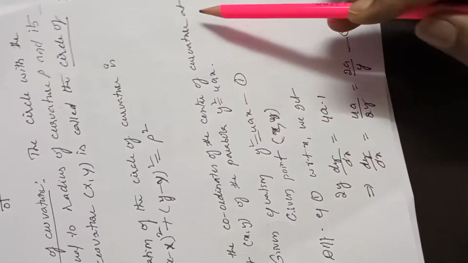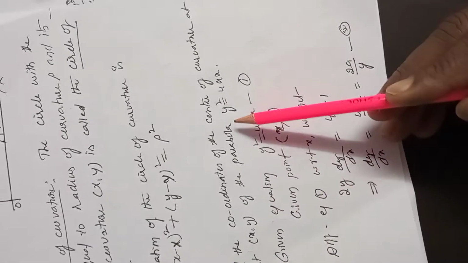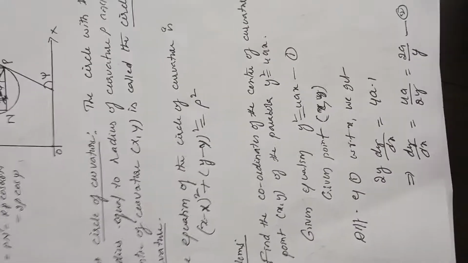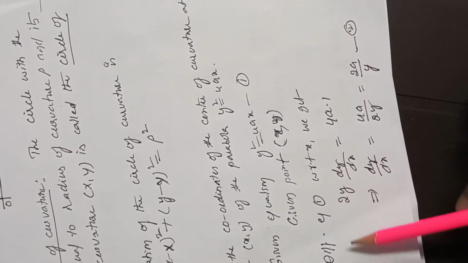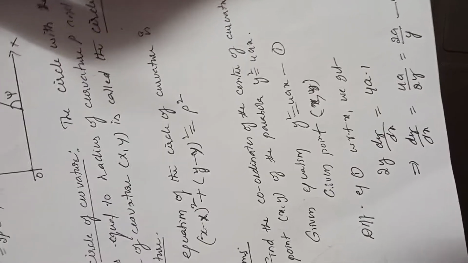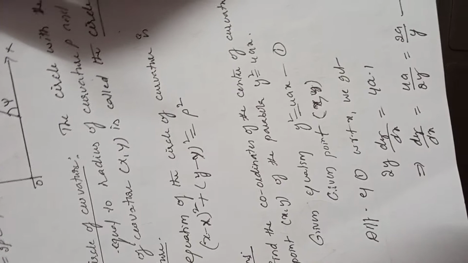So now the problems, these are important problems. Find the coordinates of the center of curvature at a point x comma y of the parabola y square is equal to 4ax. First of all, you have to write down the given data, right? Given point x comma y. Now here we know the formula. We have to find the center of curvature. Center of curvature capital X is equal to x minus y1 into (1 plus y1 square) by y2, comma capital Y is equal to y plus (1 plus y1 square) by y2.